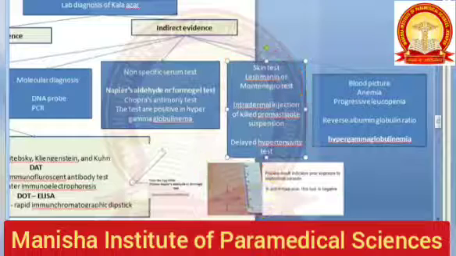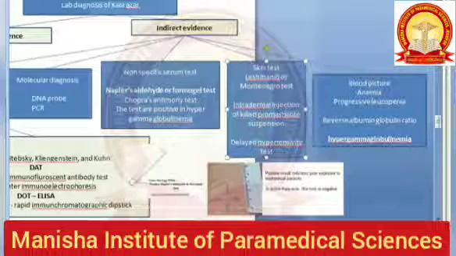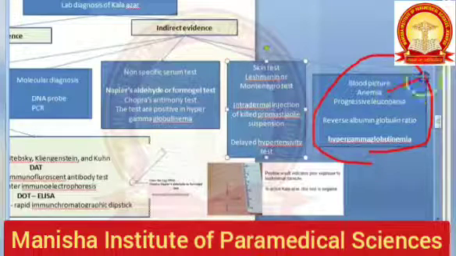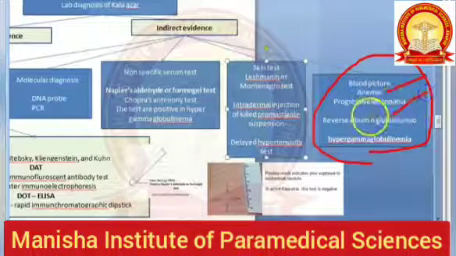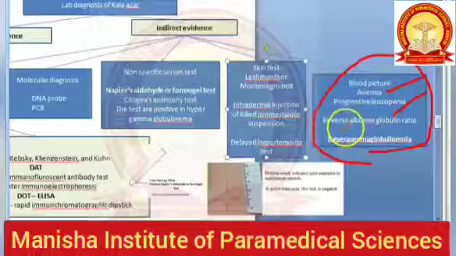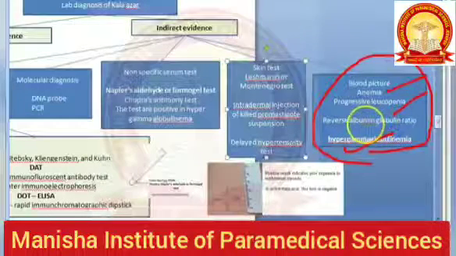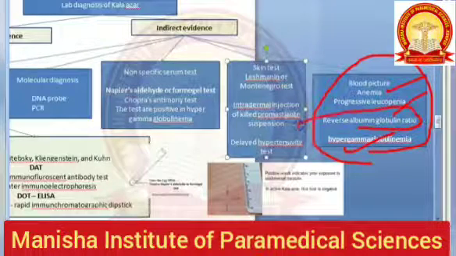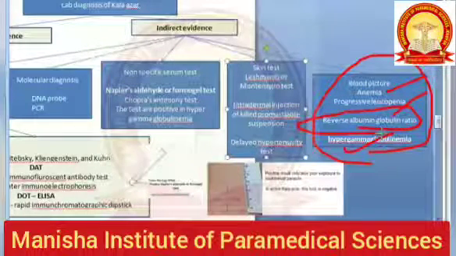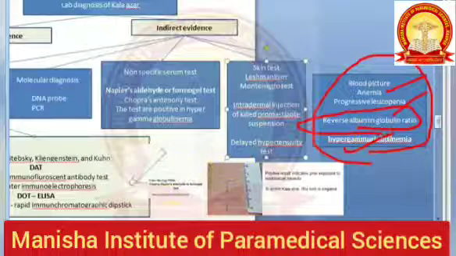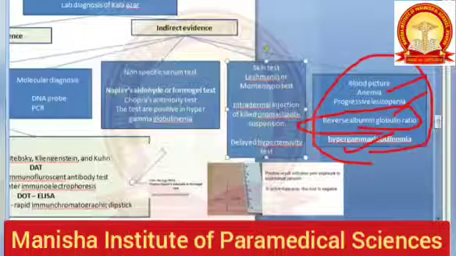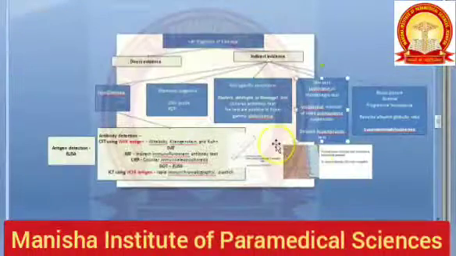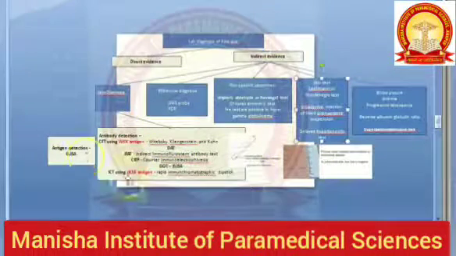Now let us move on to blood picture. What will be there? Anemia will be there, leukopenia will be there, thrombocytopenia will be there, hypergammaglobulinemia will be there in visceral leishmaniasis, and a reversed albumin globulin ratio. There is a reversal of the albumin globulin ratio, so something to do with proteins, there is some reversal. So this was about the lab diagnosis of Kala Azar.